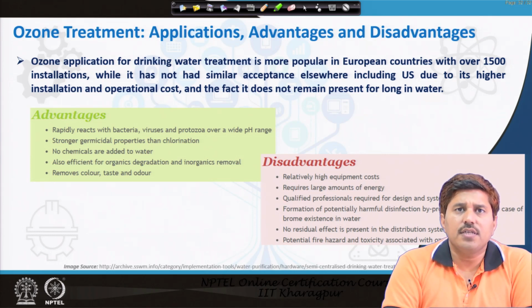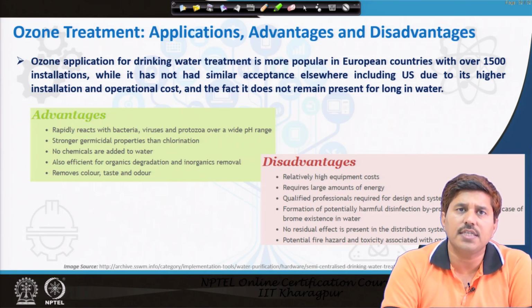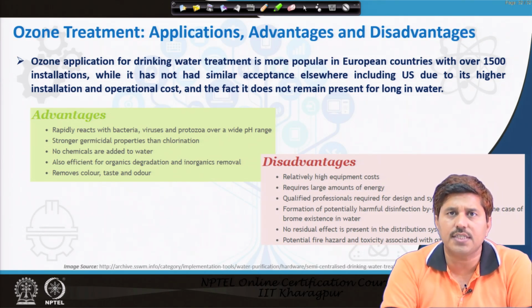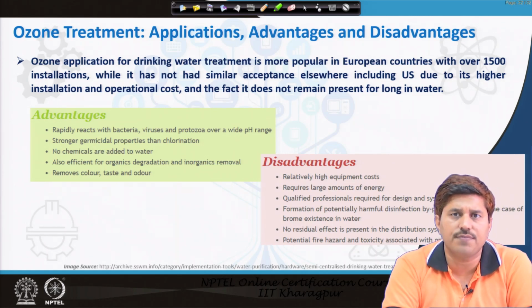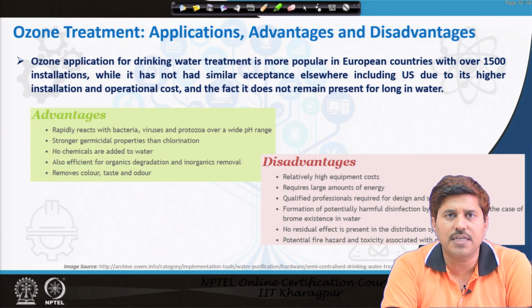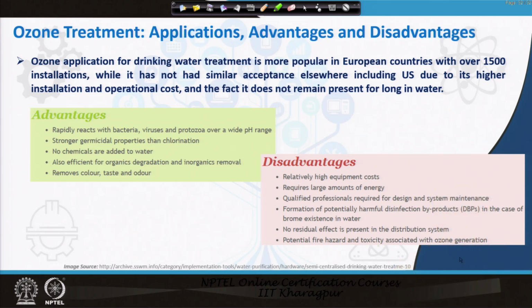Ozone application is more popular in the European countries. There are over 1500 installations in various European countries, and this data is also not up to date. This is around 2014 or 15 data, so there might be more installations that have come up. In the US, around a similar time, there were around 250 installations. So, far less as opposed to the European countries.